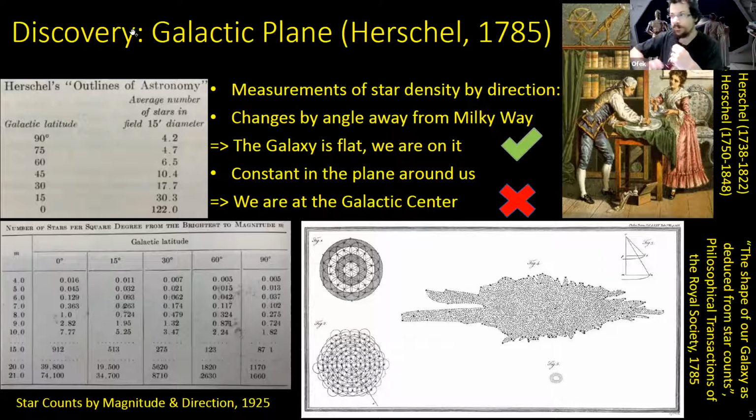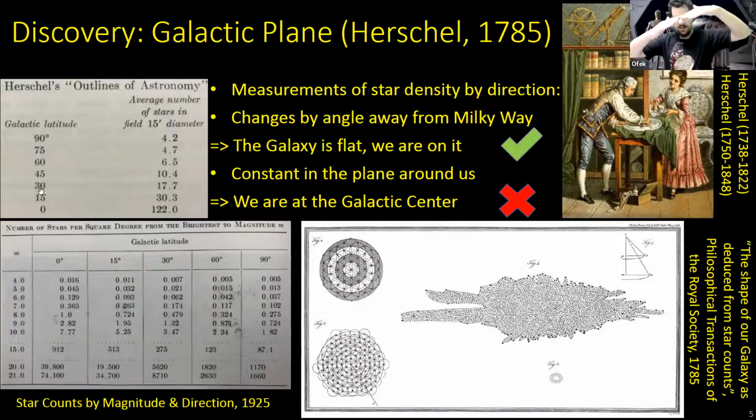And William Herschel was really the first one to try to mathematically study the structure of our own galaxy, of our Milky Way. The way he did this was by counting stars in the sky, the density of stars that he could see with his telescope, on the Milky Way and moving away from the Milky Way. That's what this table here on the left, which is Herschel's original table from his book Outlines of Astronomy, did. The table is sorted by galactic latitude.